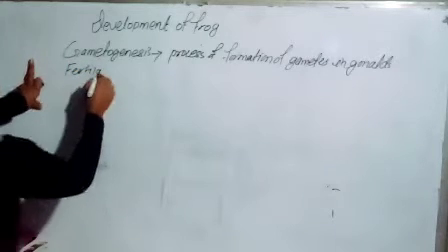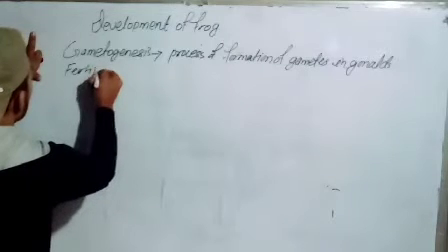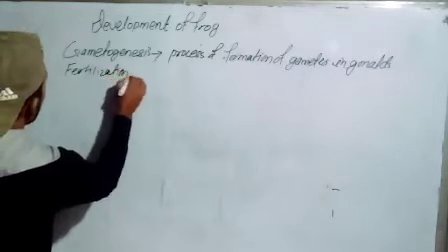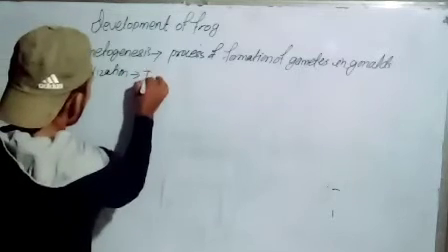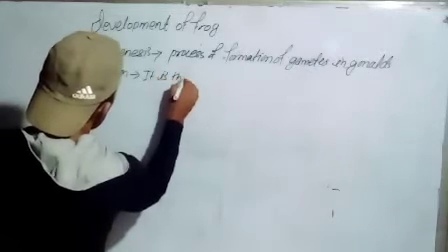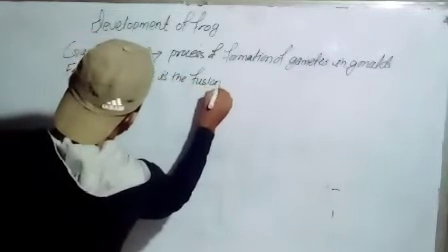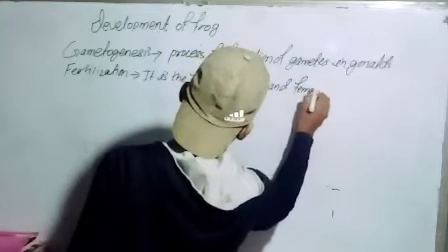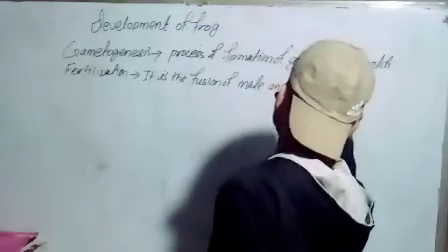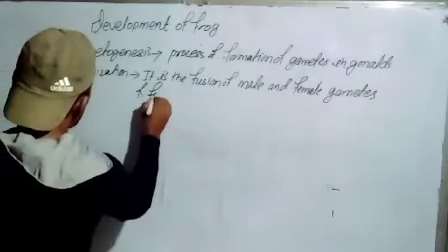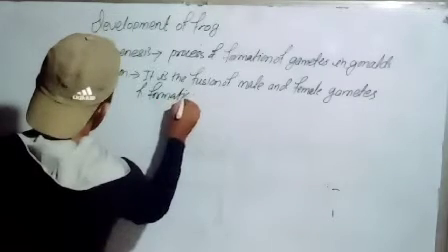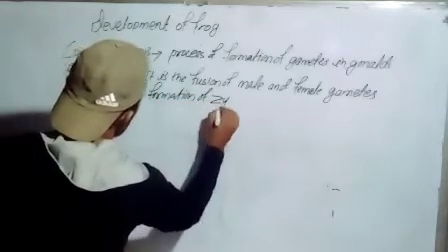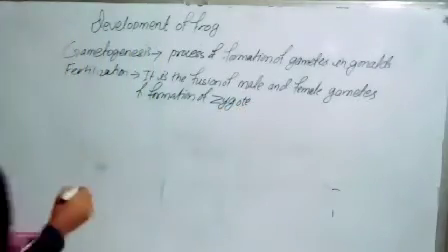The frog undergoes external fertilization in water. What do you mean by fertilization? It is the fusion of male and female gamete and formation of zygote. These are the sequences I am writing here.